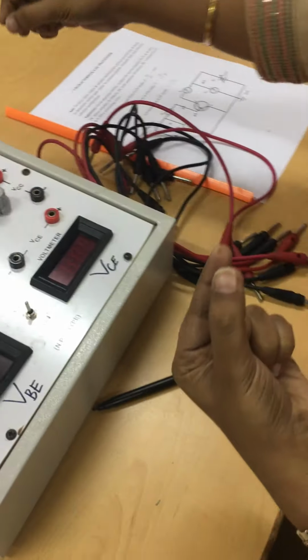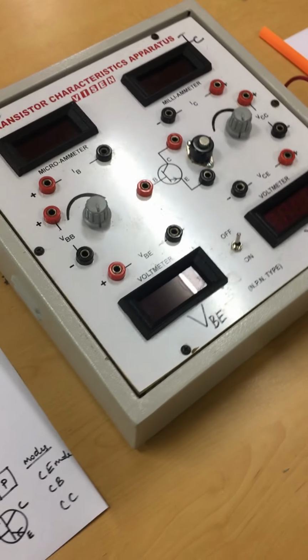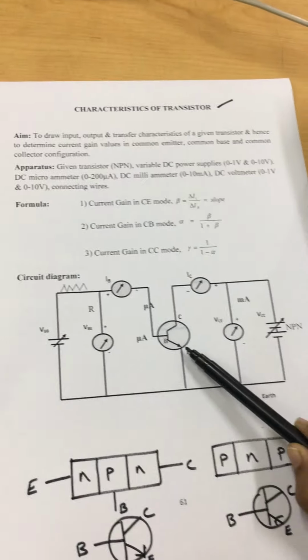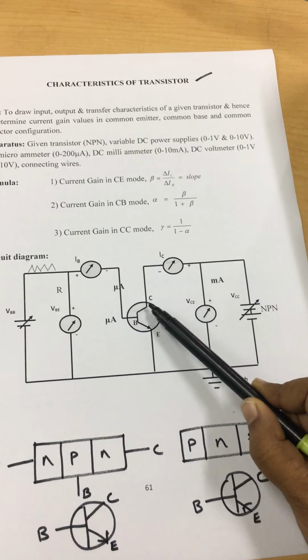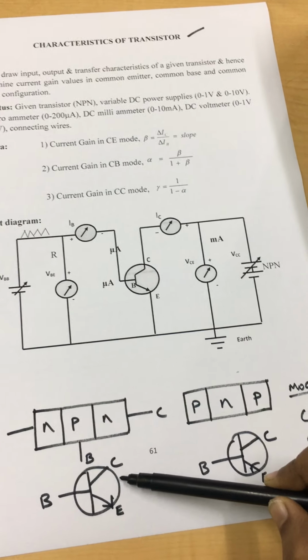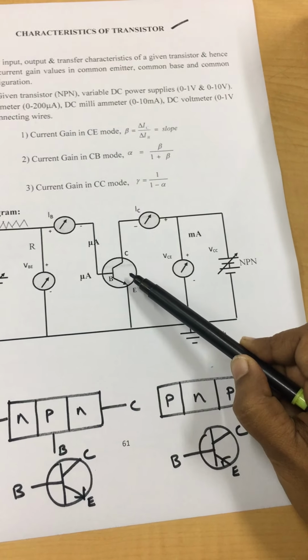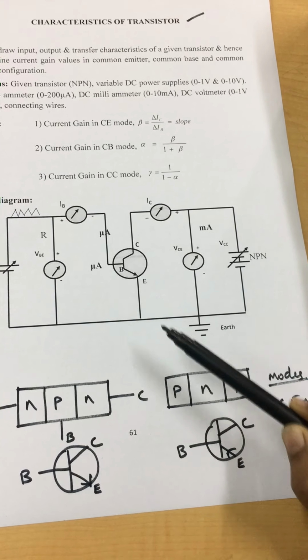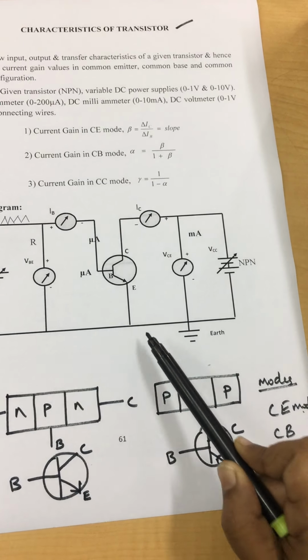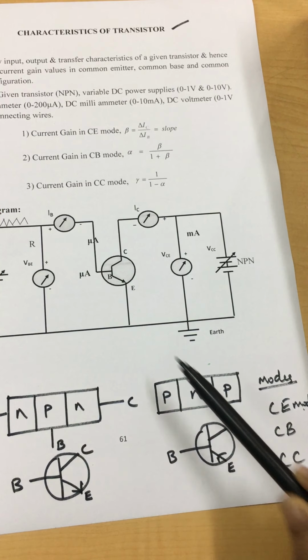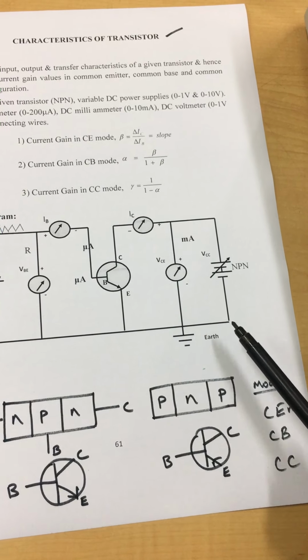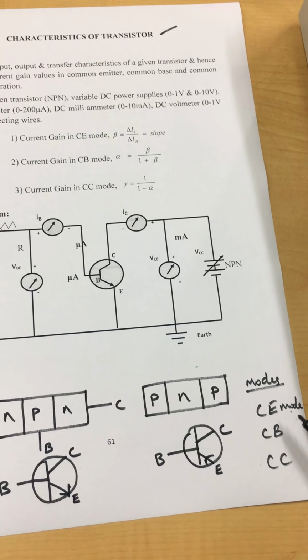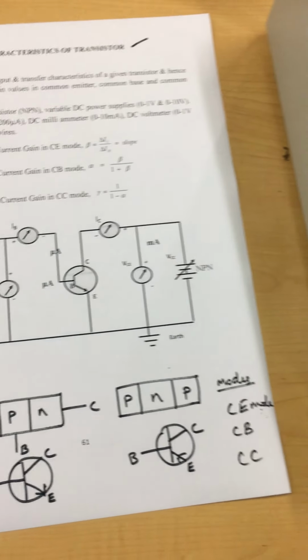Now, to perform this experiment, we are using an NPN transistor. You can observe in the circuit diagram what I have represented for the NPN transistor. The same thing is here. So we are using the NPN transistor in CE mode. See, the emitter is common here. We are performing this experiment using the NPN transistor in the CE mode.